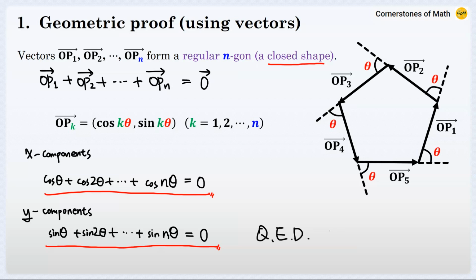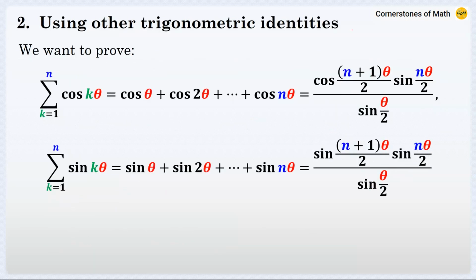So that was the first method, the geometric method. In the second method, I will not explicitly use geometry, but rather use other trigonometric identities to solve the problem. More specifically, we first want to prove these identities. So the first one is cosine theta plus cosine 2 theta plus so on plus cosine n theta equals cosine of (n plus 1) theta over 2 times sine of n theta over 2 over sine of theta over 2. And the second one is sine theta plus sine 2 theta plus so on plus sine n theta equals sine of (n plus 1) theta over 2 times sine of n theta over 2 over sine of theta over 2.